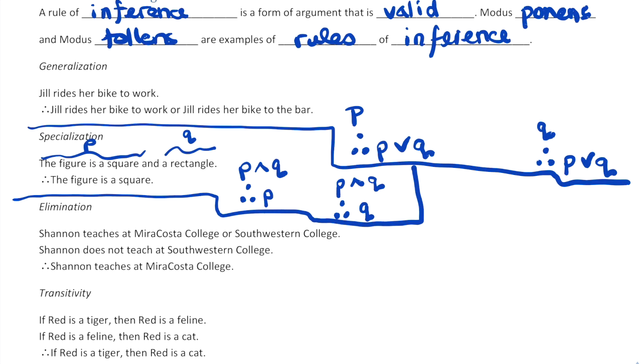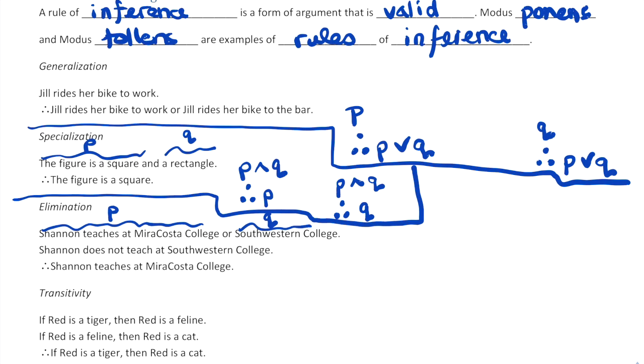Okay, elimination. Shannon teaches at MiraCosta College or Southwestern College. Shannon does not teach at Southwestern College. Therefore, Shannon teaches at MiraCosta College. Well, here we have this or statement, right? So in this or statement, if this is our major premise, Shannon teaches at MiraCosta College, and this is our minor premise, Shannon teaches at Southwestern College, we've been given the negation of teaching at Southwestern College.